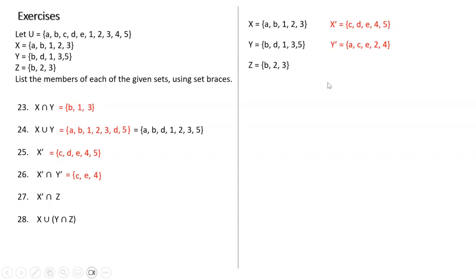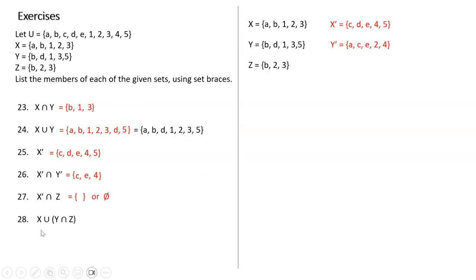Okay, now this is number 27. The complement of X intersects Z. So we have here the complement of X. What does the complement of X and Z have in common, right? Let me see. The Z has a B. There's no B in the complement of X. There's no 2. There's no 3. So it's going to be the empty set.